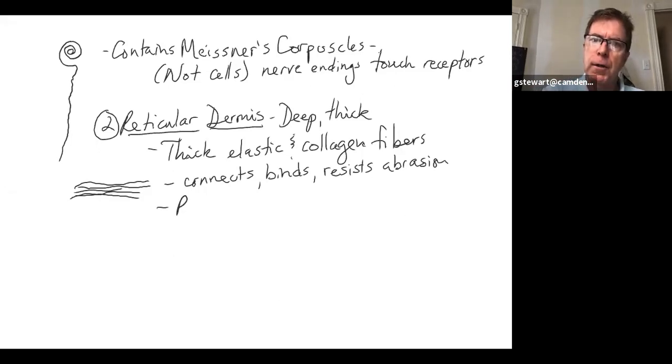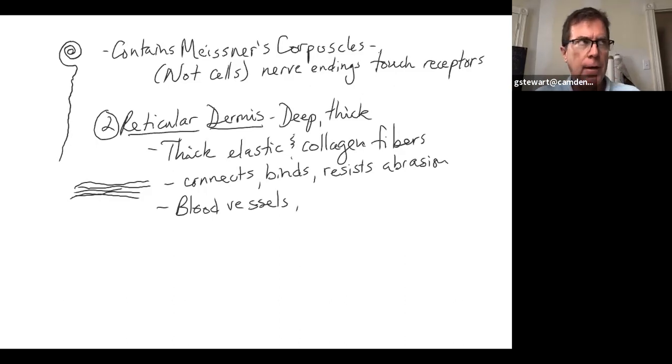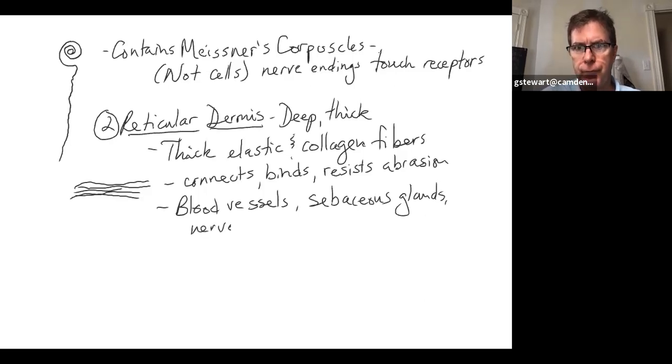So it's rich in blood vessels, so it's highly vascular. I'm just going to write blood vessels. We also find sebaceous glands down this deep. Nerves, hair follicles. That's kind of a misnomer.